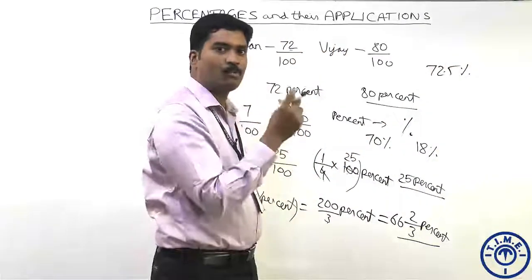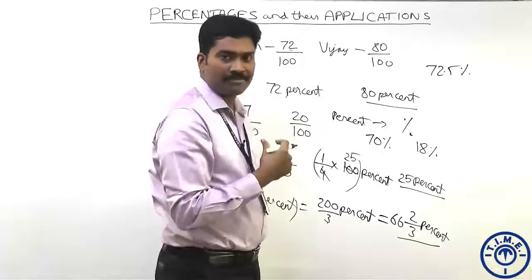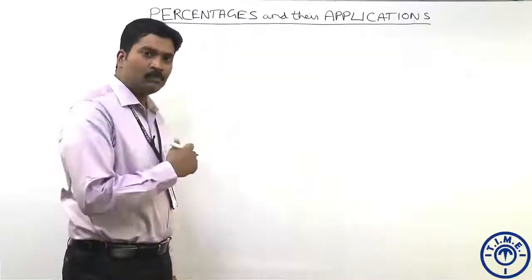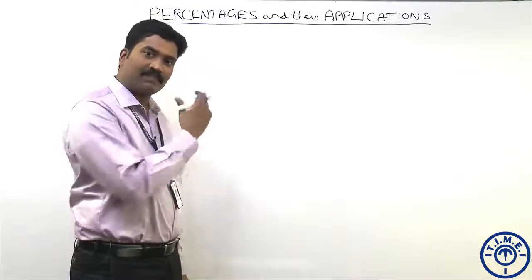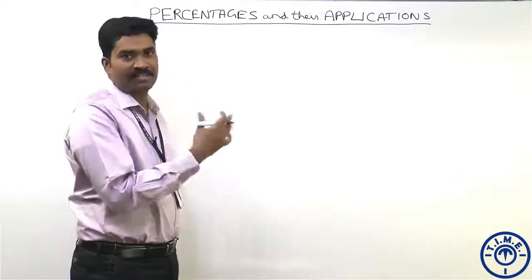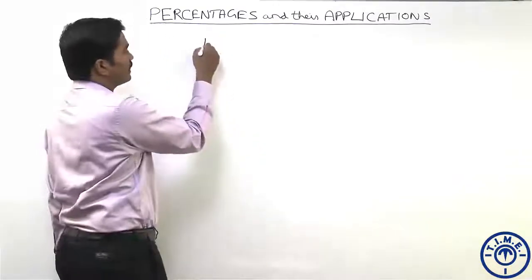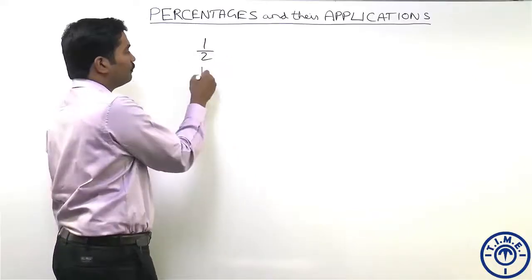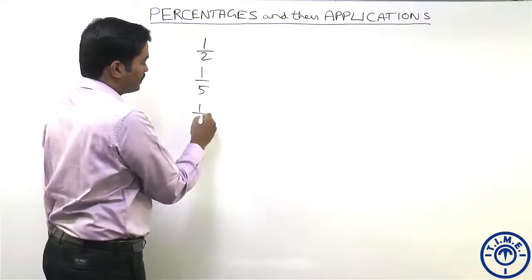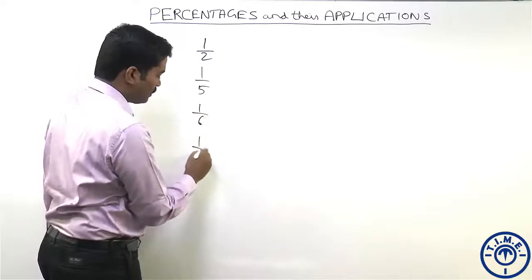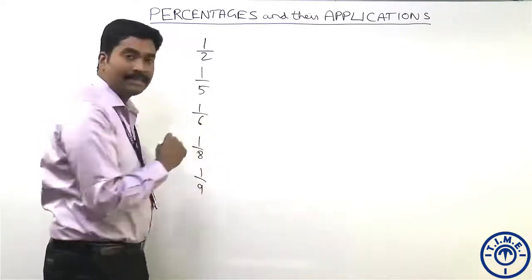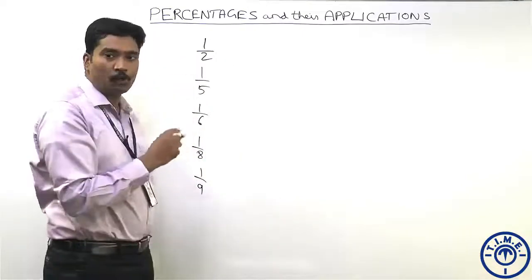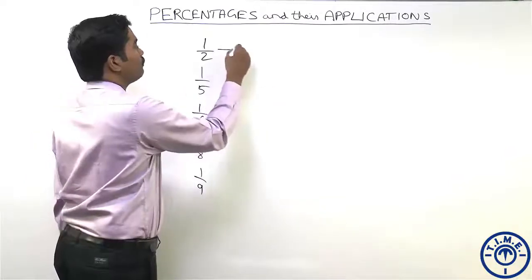72.5% means 72.5 out of 100. Now, let's practice converting fractions to percentages and vice versa. For example, we have 1 by 2, 1 by 5, 1 by 6, 1 by 8, 1 by 9. Let's see. What is this? 1 by 2. We would like to convert it into a percentage.